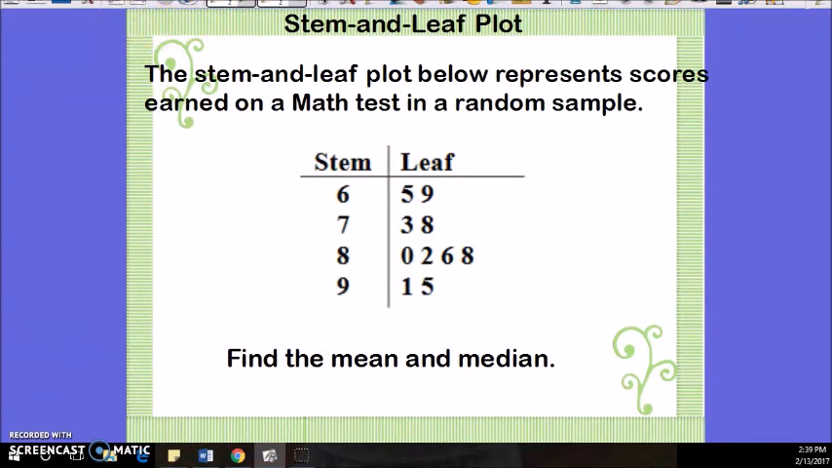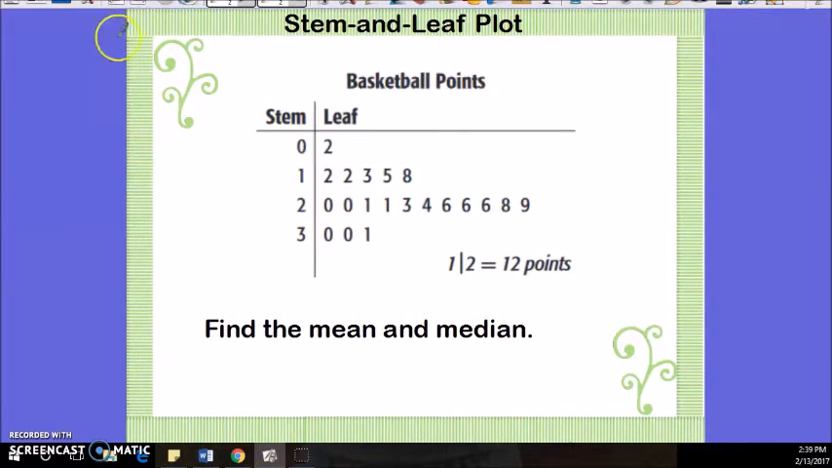Alright, so the next one we are going to talk about is still stem and leaf. Sorry, I thought we were moving on. Go ahead and do this one on your own by finding the mean and the median.